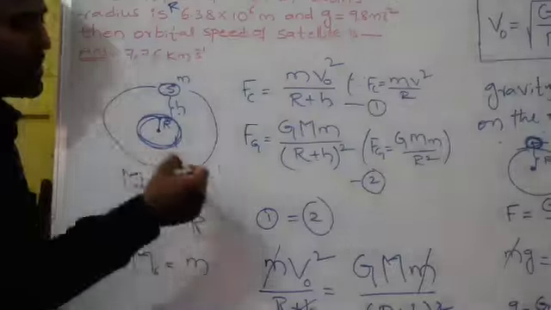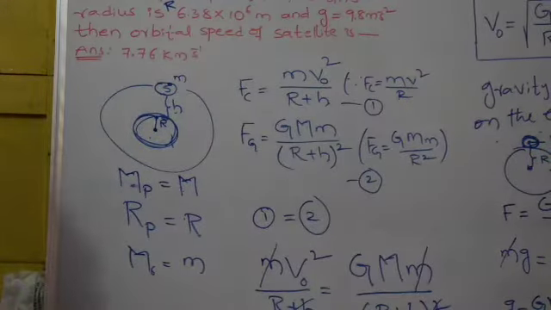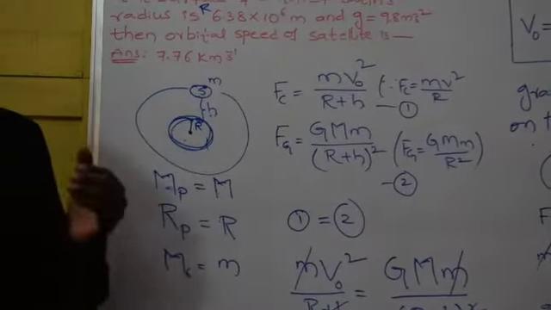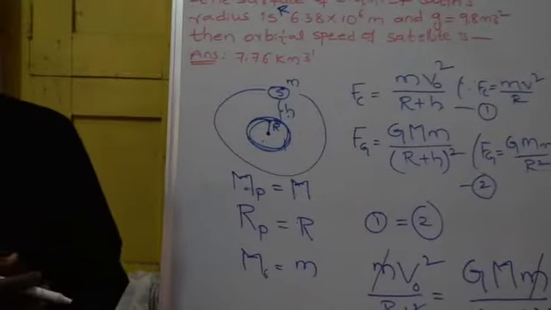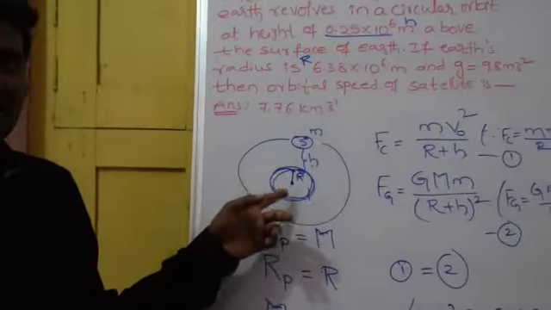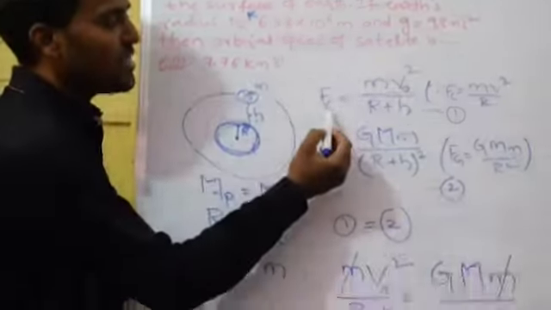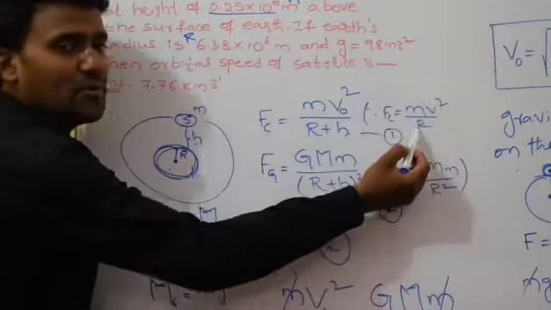While it is revolving around the planet, centripetal force is acting. What is centripetal force? A force acting towards the center, that is nothing but a centripetal force. So centripetal force Fc is equal to, we have the formula, m v square divided by r.